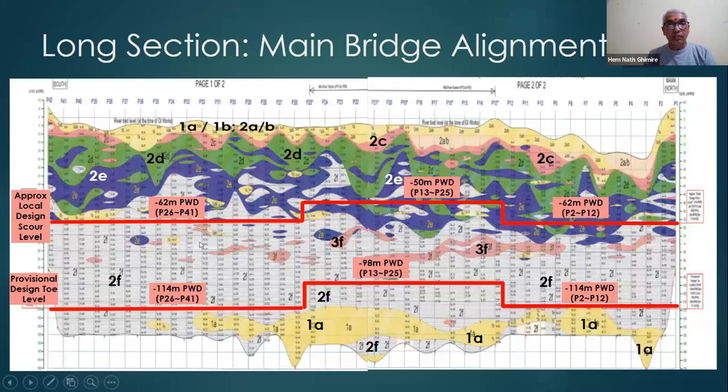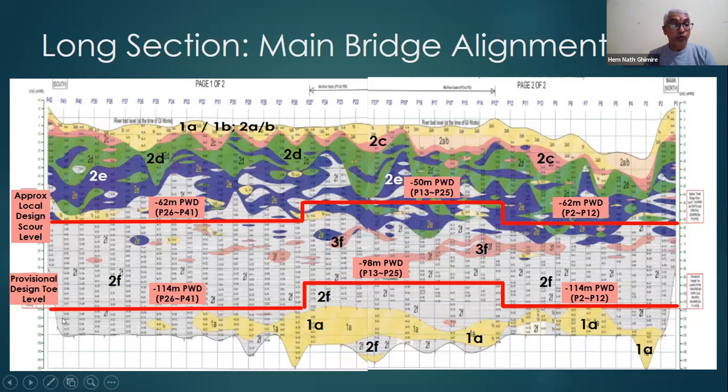So due to all this, now we can see here, unit 1A is where we have fines content more than 50%. Here, this yellow is all clay. That's why we have to modify the design and then insert one more pile in 22 number of piers.